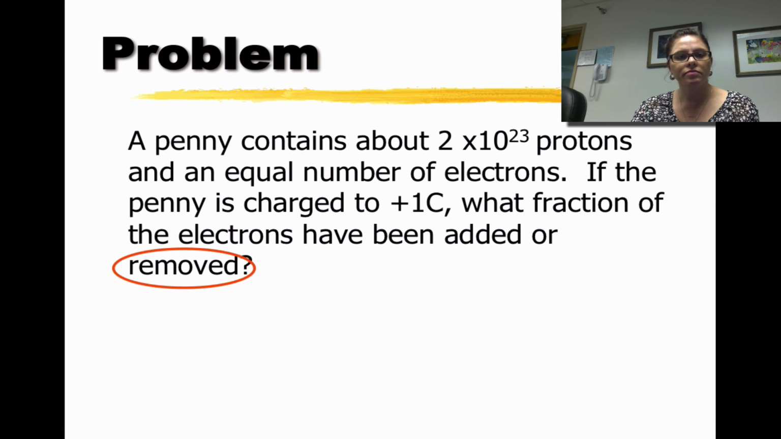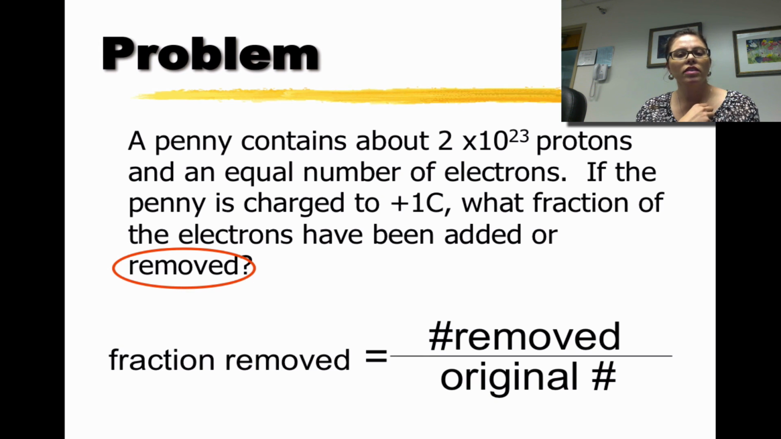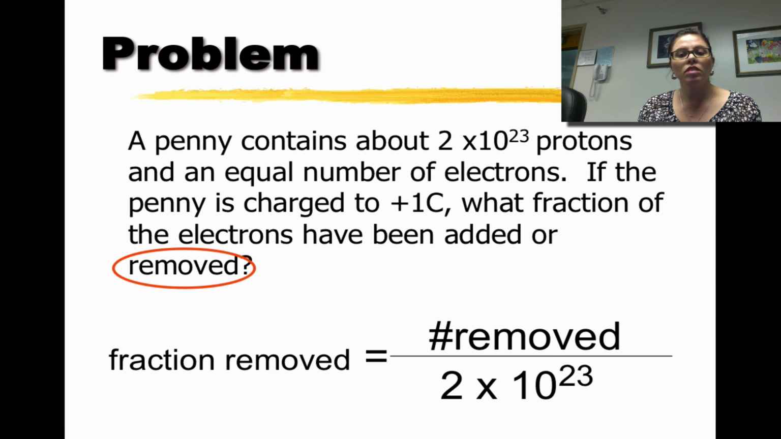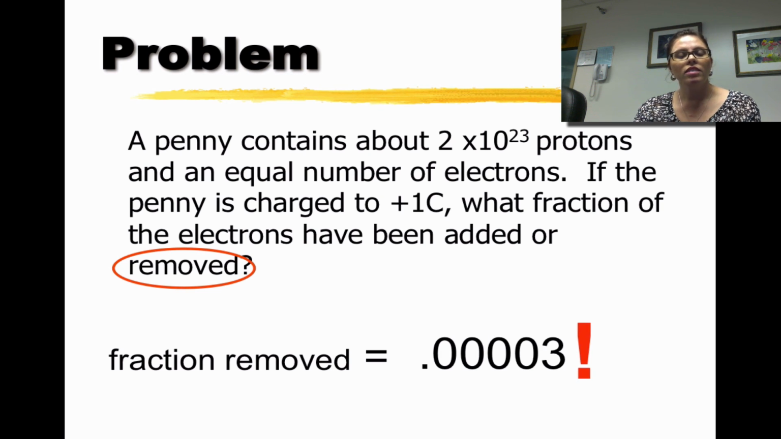If something's charged to 1 coulomb, it's a large charge. So we're going to make this a positively charged penny, so we're going to have to remove the electrons. The fraction removed is equal to the number removed over the total. So the total is 2 times 10 to the 23rd, and we said that we're removing 1 coulomb, which, remember, was given as 6.25 times 10 to the 18th electrons. So that's only this tiny, tiny, tiny, tiny fraction. It is 0.003% of the electrons in the penny.